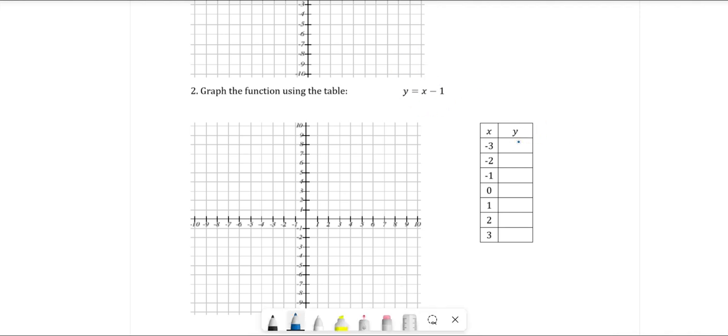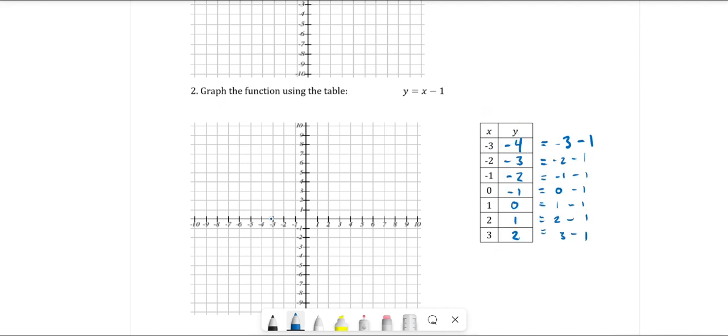Again, it's the same procedure. You take a look at what your x value is in the table. Y is going to be equal to that value put in place of x, in this case minus 1. And of course, minus 3 minus 1 is minus 4, and we continue in this fashion. Once we have this collection of points, we could plot them.